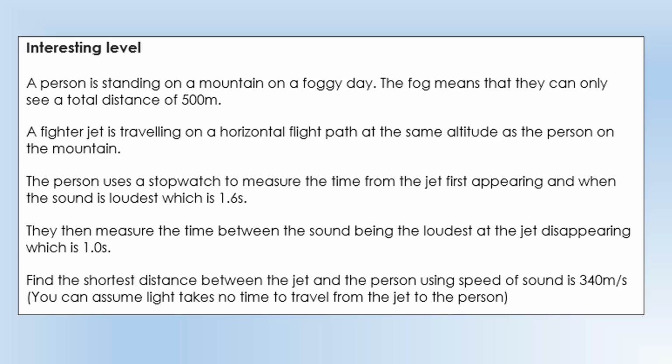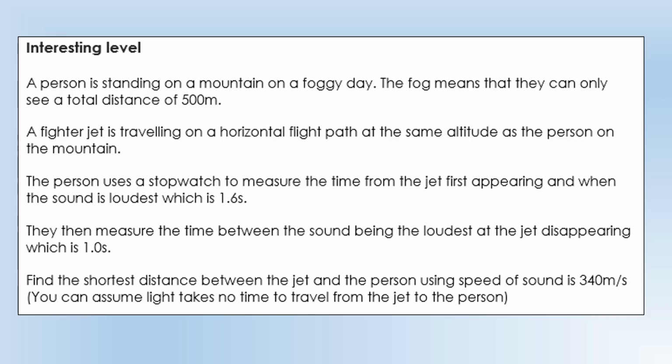Okay, so a challenging question to finish off, just to see how you can think. So we've got a person standing on a mountain on a foggy day, which means they can see a total distance of 500 meters. A fighter jet is traveling on a horizontal flight path at the same altitude as the person on the mountain. A person uses a stopwatch to measure the time from the jet first appearing and when the sound is loudest, and that's 1.6 seconds. And they measure the time between the sound being loudest and the jet disappearing, which is 1 second. Find the shortest distance between the jet and the person using the speed of sound is 340 meters per second. And you can assume light takes no time to travel from the jet to the person.